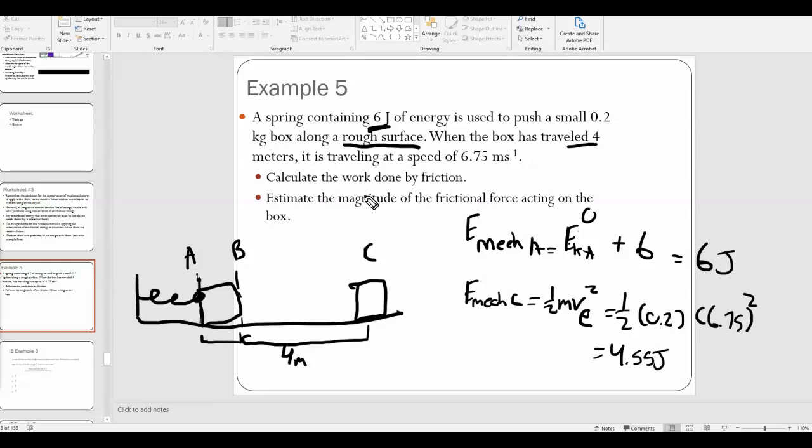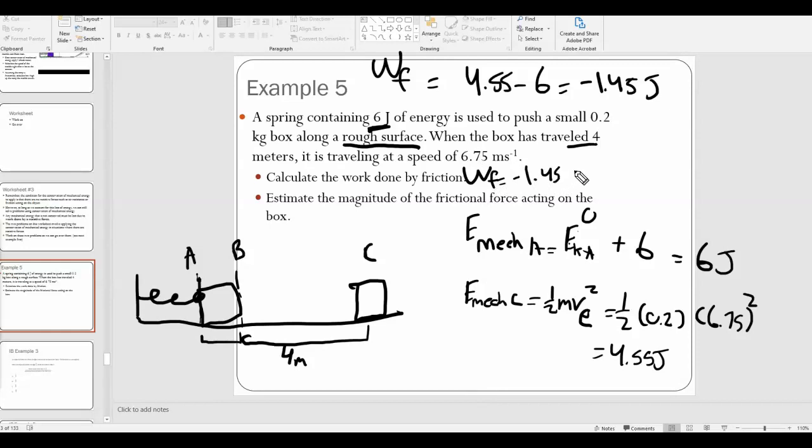How much energy did we lose? Well, let's see. We ended up with 4.55 joules. We started with 6 joules. All right, so that means that we lost 1.45 joules of energy. So how much work did friction do? Well, it did negative 1.45 joules of work. How do I know that? Because work is the transfer of energy to or from an object, and I know that's how much energy was transferred out of the object. Okay, so again, we're approaching this as a concept question, not using the equation for work. Okay, so make sure you understand that.